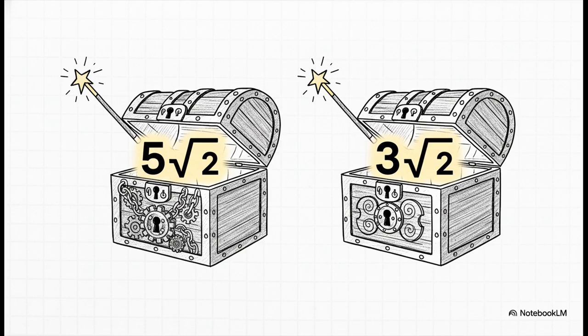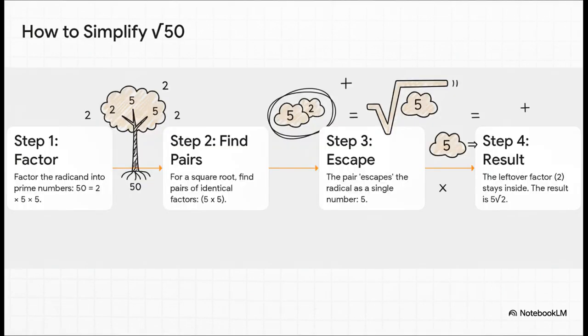And when we do that, a lot of the time we find out they were like radicals in disguise the whole time. This is, without a doubt, the most important skill you need for adding and subtracting. Okay, let's walk through this with the square root of 50. Step 1. We break 50 down into its prime factors. So, 50 is 2 times 5 times 5.